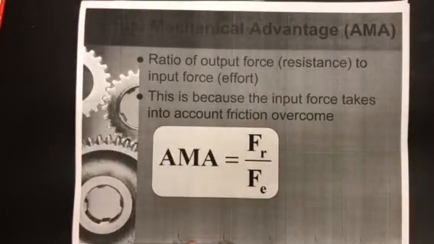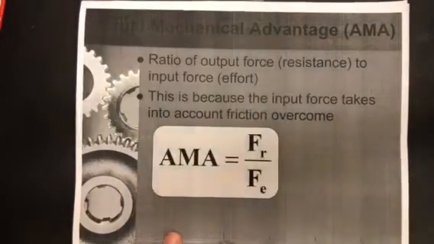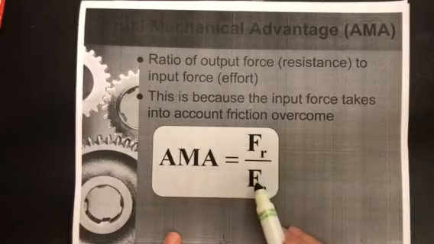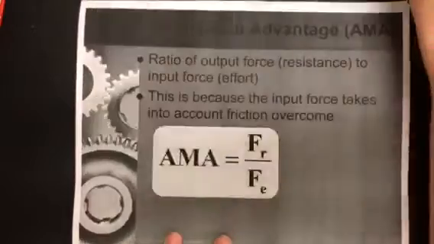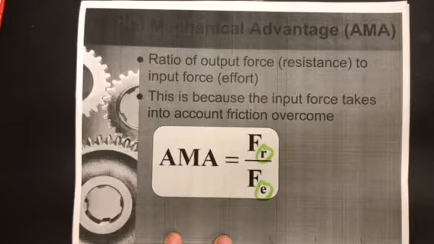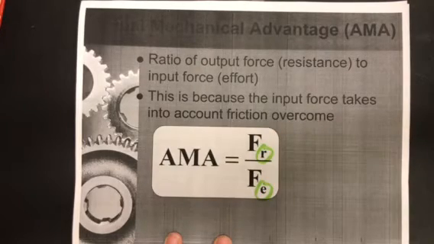So here's the second equation for today. The AMA, which is the actual mechanical advantage, what is actually happening. Now what you need to see is that this is going to be based on force. IMA is based on distance. AMA is based on force. Also, you still need to know what E and R stand for, and they are flipped. So make sure you look at the formula before you start assuming things.